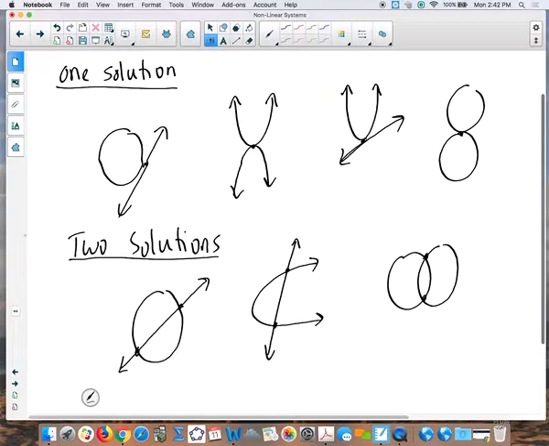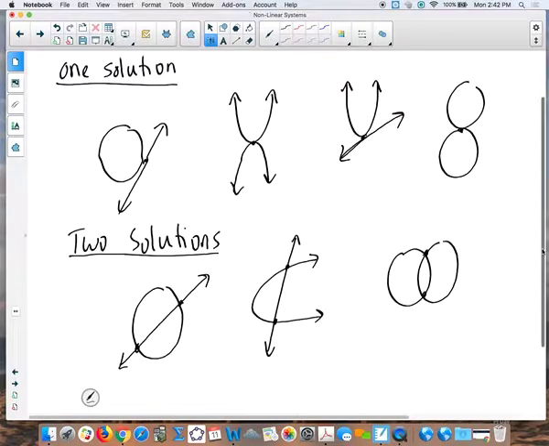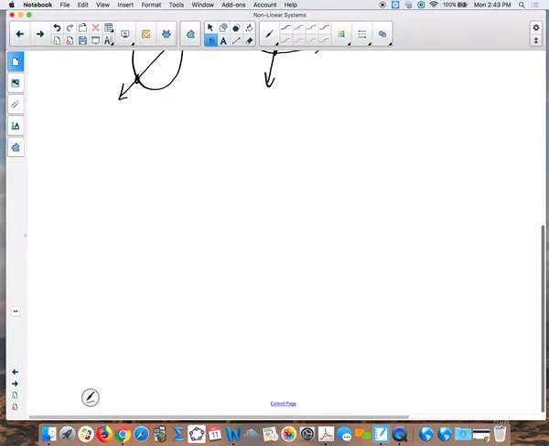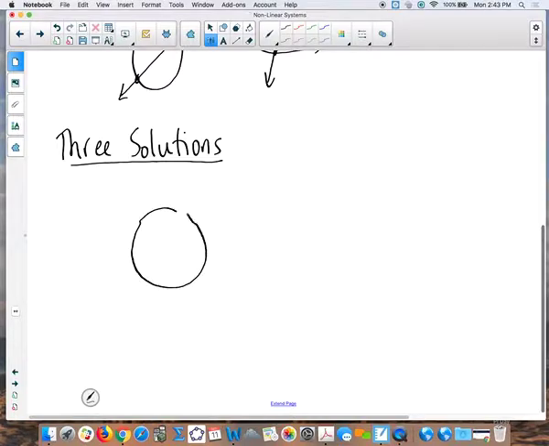It is also possible that we could have three solutions. So let's take a look at that. Three solutions. Again, try to picture it in your mind before I sketch any here. We could have a circle and a parabola, where it's tangent at one spot but goes through the circle. There's your three intersection points.